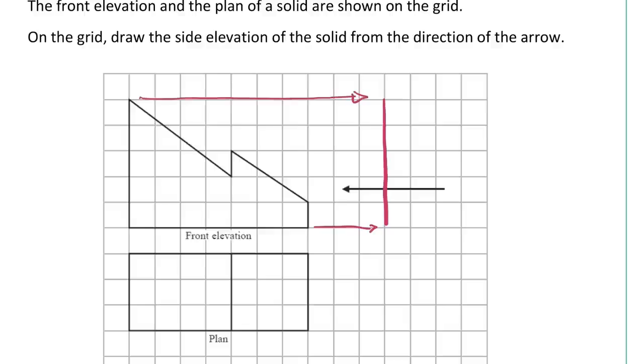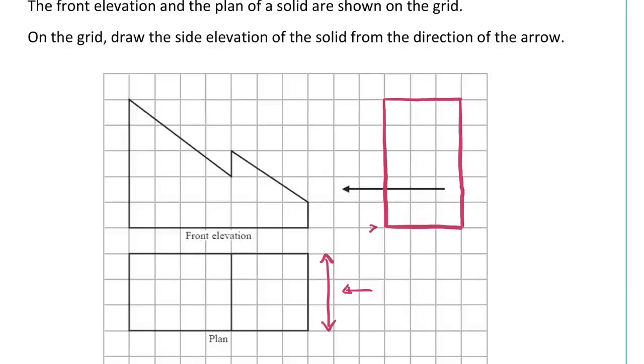We can then get the width of that by looking at the plan, and you can see on the plan, this is sort of looking at that direction from the arrow, as we're going to be looking this way. So you can see that has a width of 3. So there we go, we have a height of 5 and a width of 3, and then we just need to connect that all up. As you can see, it's a rectangular shape, and there we go.